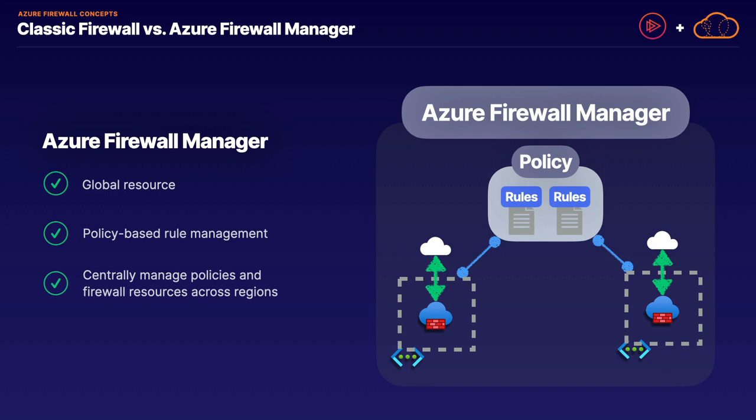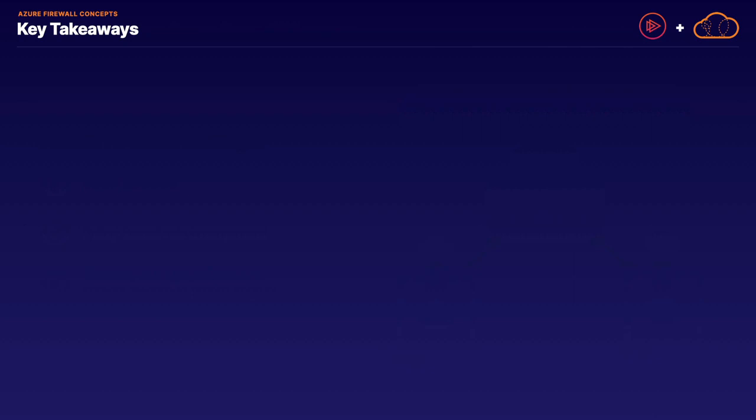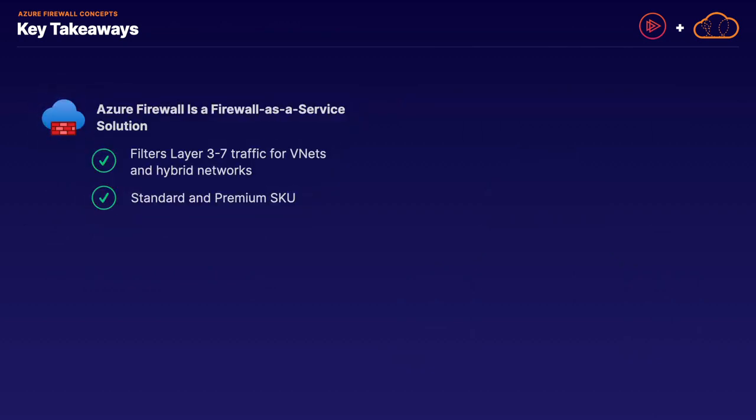All right, gurus, now it's time to wrap up this lesson with the key takeaways for Azure Firewall to move us into the next lessons. So it's important to remember, if you take away anything about Azure Firewall, that it's a firewall as a service solution for filtering layer 3 through 7 traffic for virtual networks and hybrid networks in hub and spoke topologies.